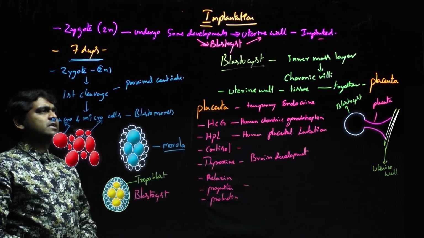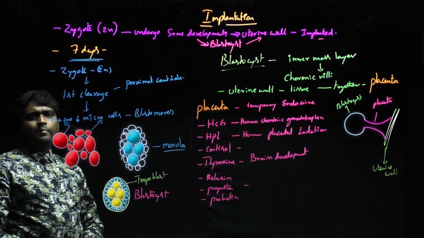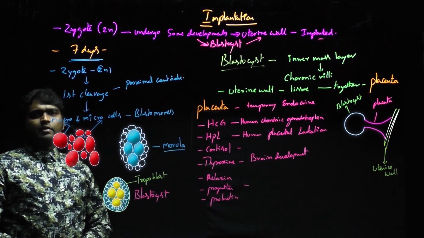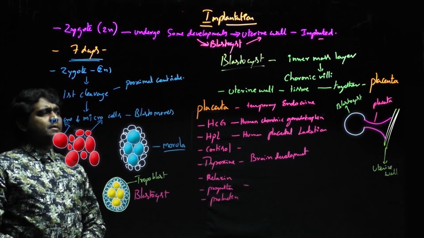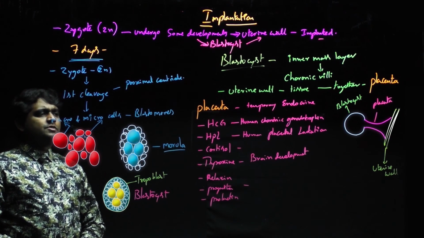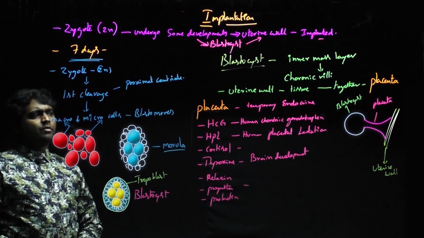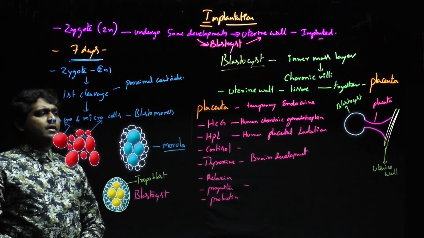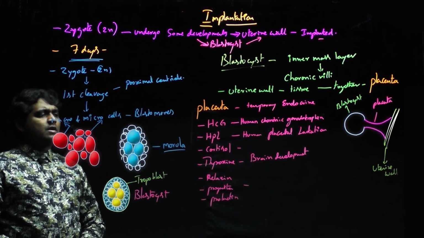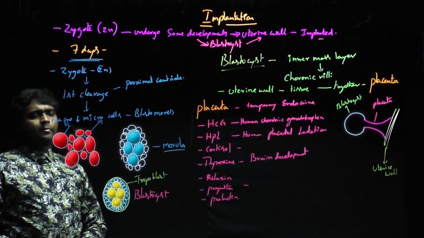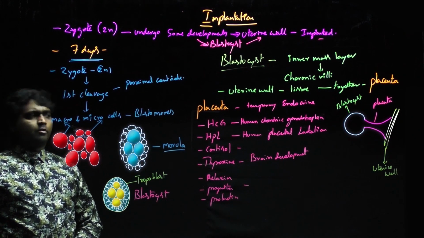Now the blastocyst's innermost cells form chorionic villi. Those lock with the uterine wall and form a structure called the placenta. The placenta is a temporary endocrine gland which releases different types of hormones. First, HCG, human chorionic gonadotropin, helps in growth, and HPL, human placental lactogen, provides nutrition. Cortisol and prolactin provide nutrition and protection. Thyroxine helps in brain development.